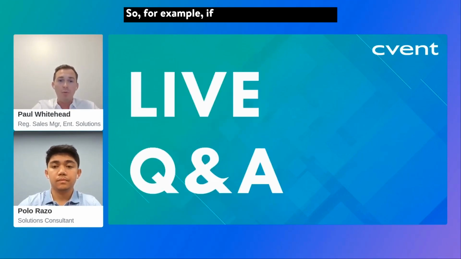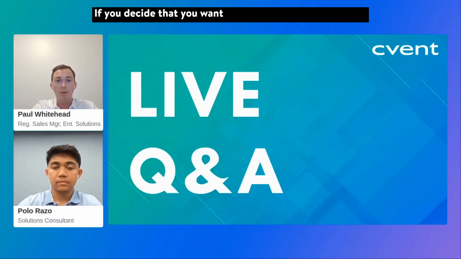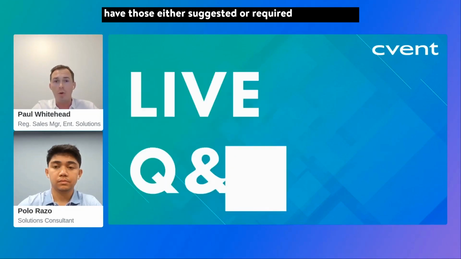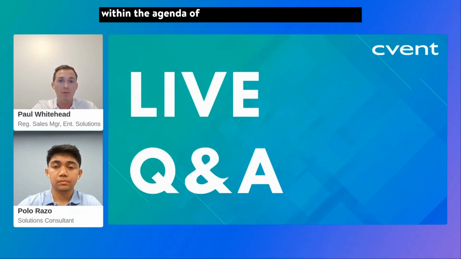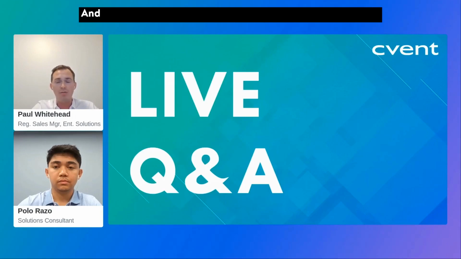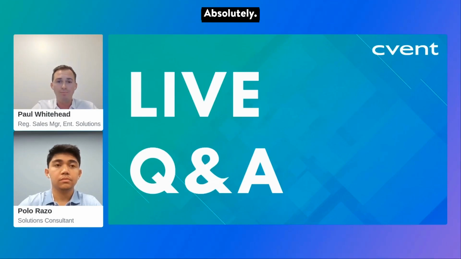So for example, if you want to make certain sessions mandatory, you can make it that way. If you decide that you want each person to have a specific track or a specific built-out agenda, you can do that as well. And speaking to the tracks, for example, if you have a marketing track or an HR track, you can have those either suggested or required sessions within the agenda of everyone who fits into that track. So there's a lot of ways that you can mix and match it. When you're talking with your reps, just make sure you bring that up because you've got quite a few options.